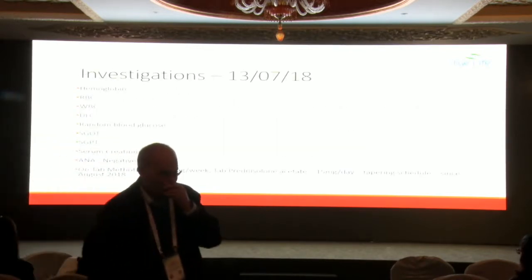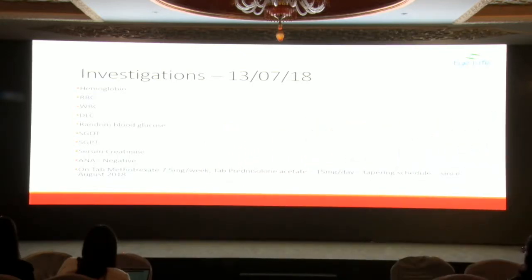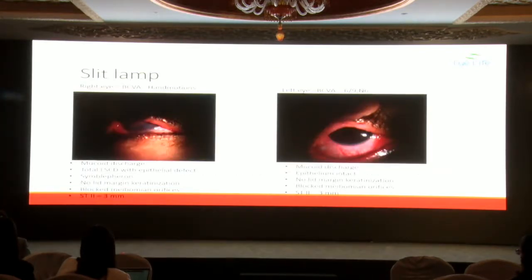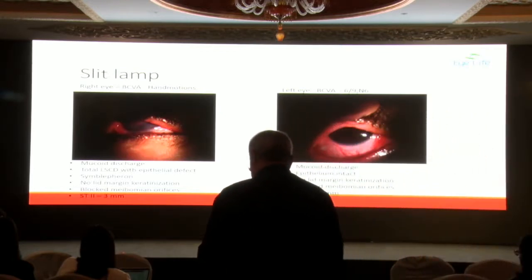The internist saw her sometime in August, and these are the blood tests which were done. Everything was normal. ANA was negative. So he started the patient on tablet methotrexate 7.5 milligrams per week, along with a tapering dose of oral steroids. The day she came to us, this is the middle of September, these are the clinical presentations.